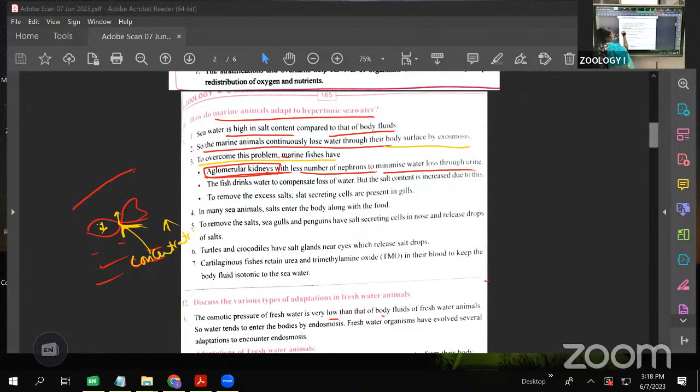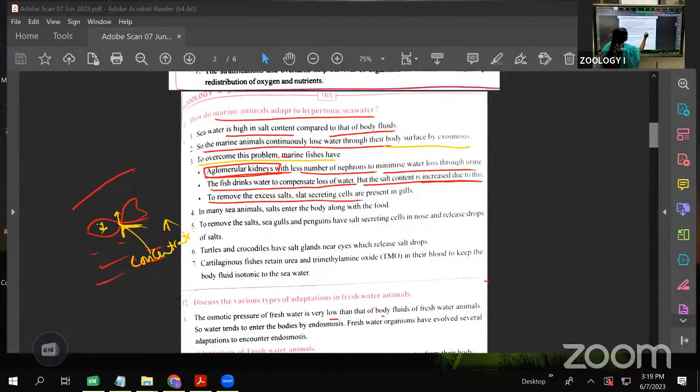Next, the fish drinks water to compensate for the loss of water. They take in salt water to equalize, so they don't lose water. That's why they drink water to compensate for the loss. But the salt content is increased. When they drink more water, the salt content inside the body is more, so they need to remove the excess salts.